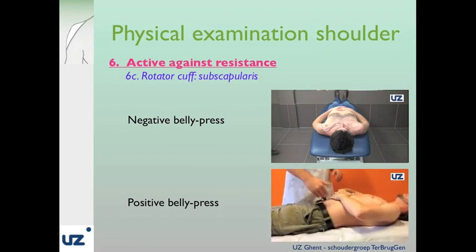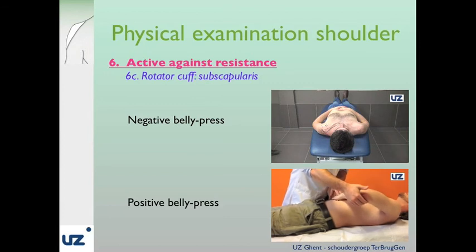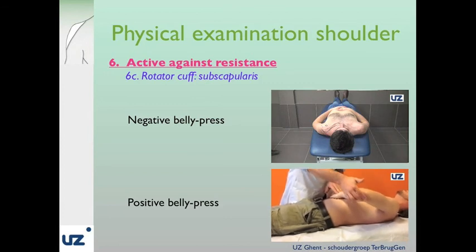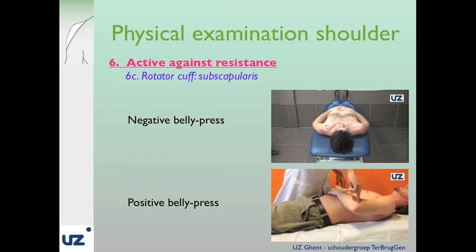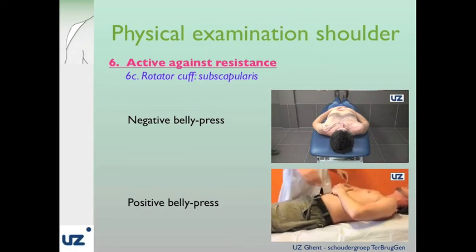This test is positive and means a tear in the subscapularis when a patient who tries to press onto his stomach cannot maintain his elbow forward or can only exercise abdominal pressure by retropulsion of the arm and by bending the wrist.